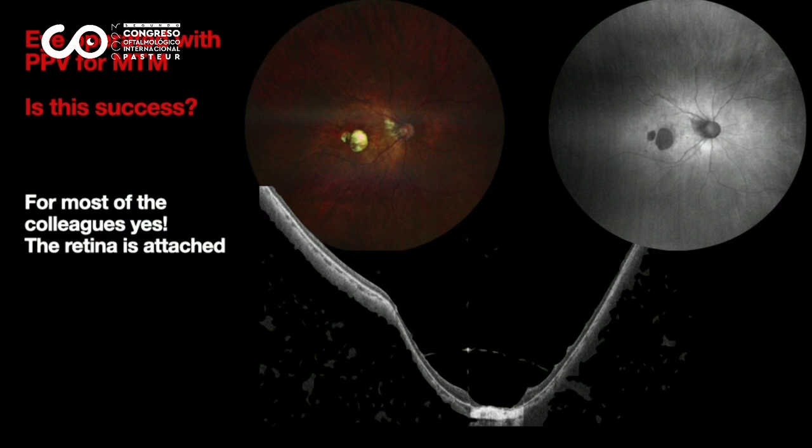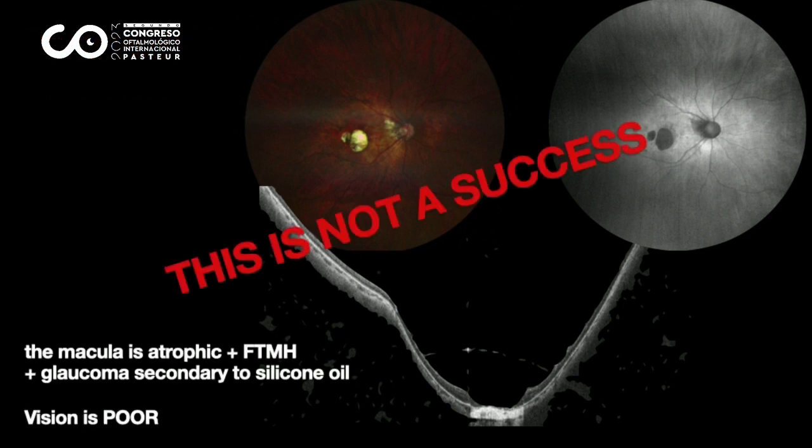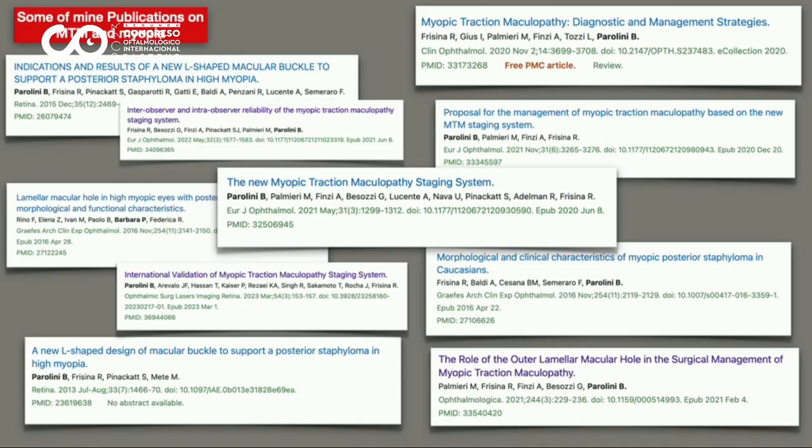So look at these eyes with MTM operated with vitrectomy. For most colleagues, this could be a success because the retina is indeed attached. But to me, this is not a success. The macula is atrophic, there is a full thickness hole, the patient has glaucoma secondary to silicone oil, and vision is very poor.